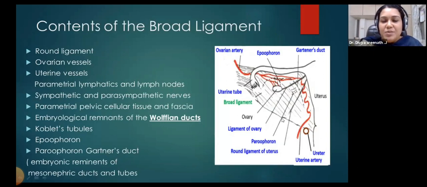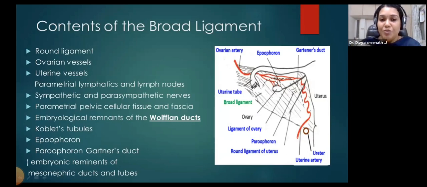There are so many structures passing in between the two layers, the two folds of the broad ligament. One is the uterine artery and the ovarian artery, which anastomose here. Then you can also see certain remnants like the para-oophoron and oophoron. These are the embryological remnants of the Wolffian duct.